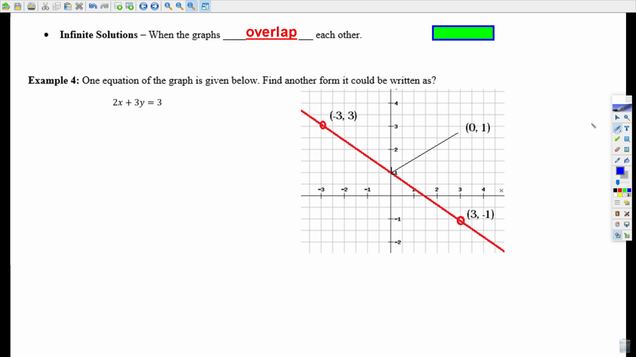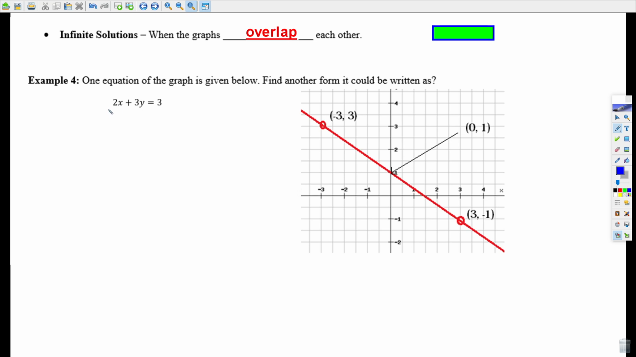So I'll give you an example. This specific line here, I'm going to show you two different equations you could have to show that this is the same line. The first one is this one, which we'll talk about how that works in a little bit. But the second way that this could be written is we could actually solve this for y. So if we go to example 4, one equation of the graph is given below. So here's one. Find another form it could be written as. What I'm going to do is just basically solve for y and show you that it's going to look different, but it will be the same equation whenever it's graphed here. So this would be an example of infinite solutions. I'll show you. Let's solve this for y.